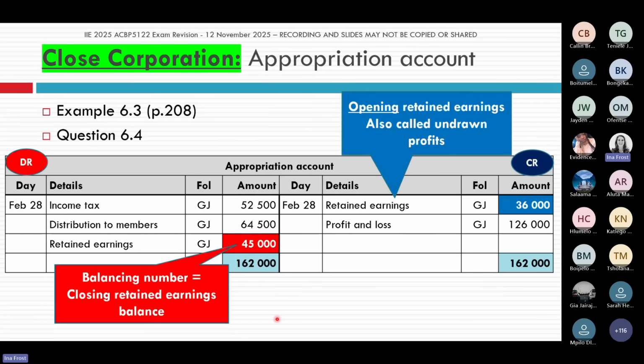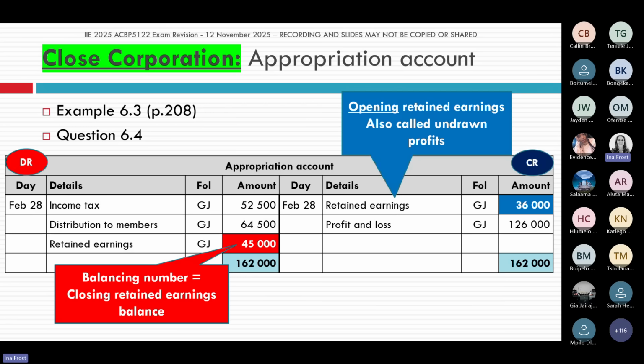And then the last number, the one in the red block here, this is your closing retained earnings. So just look carefully. The one on the credit side is opening retained earnings, and the one here on the debit side is closing retained earnings. And this one normally has to be calculated. So that would be the number that's not given to you in the question.